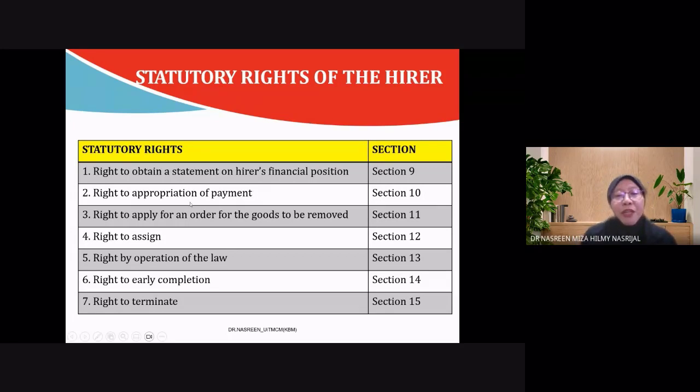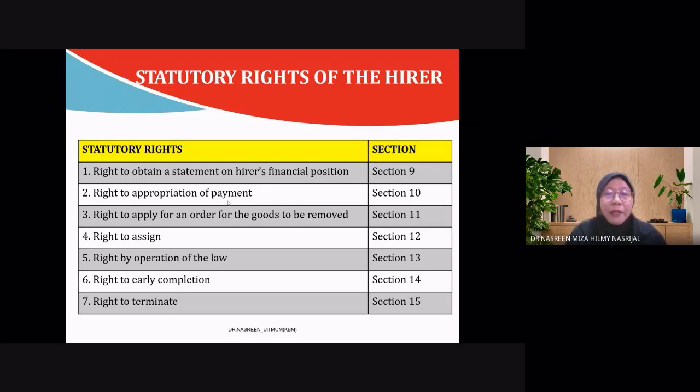Right of appropriation of payment. This is basically when there is more than one hire purchase agreement entered into by the same hirer and the same owner. Okay, so if the hirer wants to end or complete one of the hire purchase agreements earlier, he can appropriate the amount that he wants. Berapa banyak yang dia nak habiskan untuk agreement A dan berapa banyak untuk agreement B. That is his right. The third one is right to apply for an order for the goods to be removed.